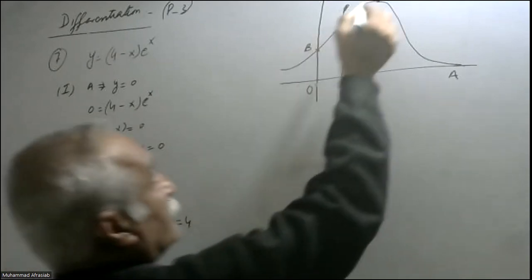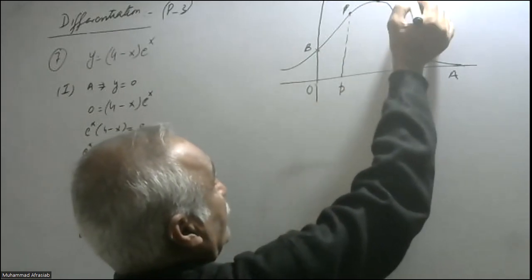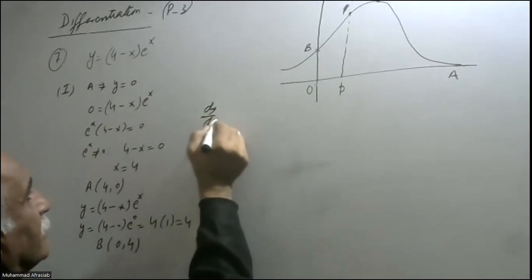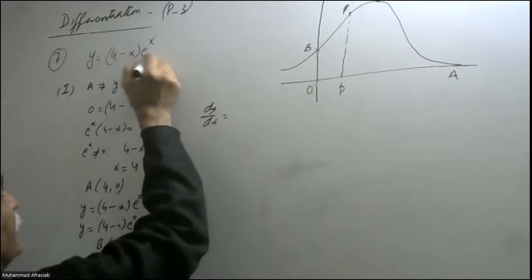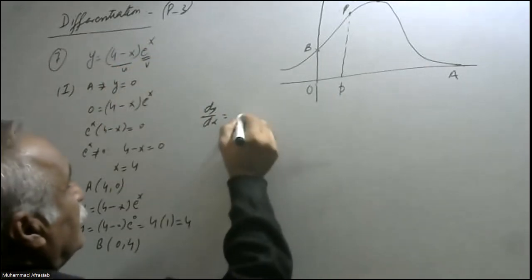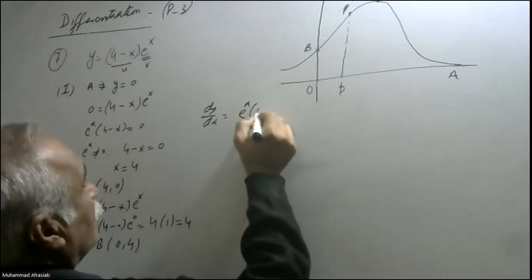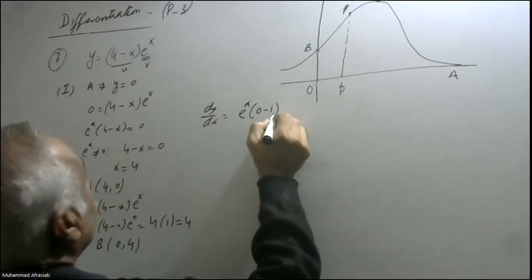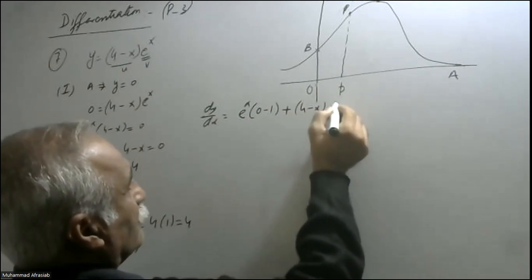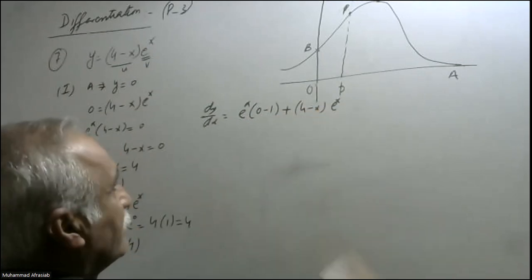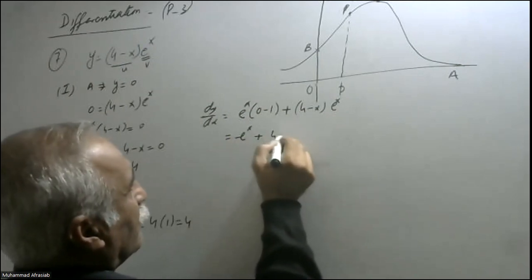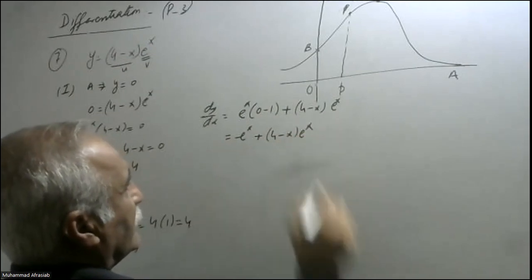And at the maximum point, we know that the gradient of this curve is equal to 0. So we will find dy by dx for this curve, where this function is taken to be v and this function is taken to be u. So e power x into the derivative of 4 minus x, which is minus 1, plus (4 minus x) into the derivative of e power x, which is e power x. So this is going to be minus e power x plus (4 minus x) e power x.